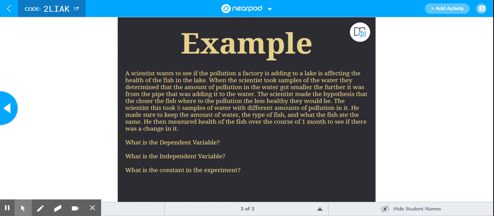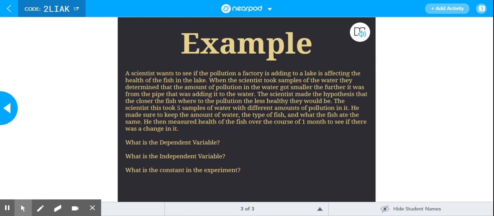You want to use the same type of fish because maybe some fish are affected more by pollution than others. You don't know that, but you don't want that to be a factor. So you keep the same type of fish and you make sure that the fish ate the same exact thing. That way, that does not affect their health. If they all were eating the same thing and in the same amount, you know that that's not going to be a factor in there. They're going to be exactly the same. So they should not play a role in there.